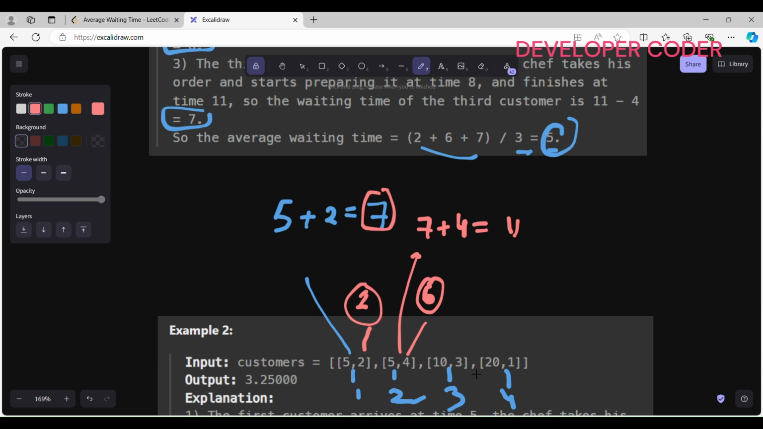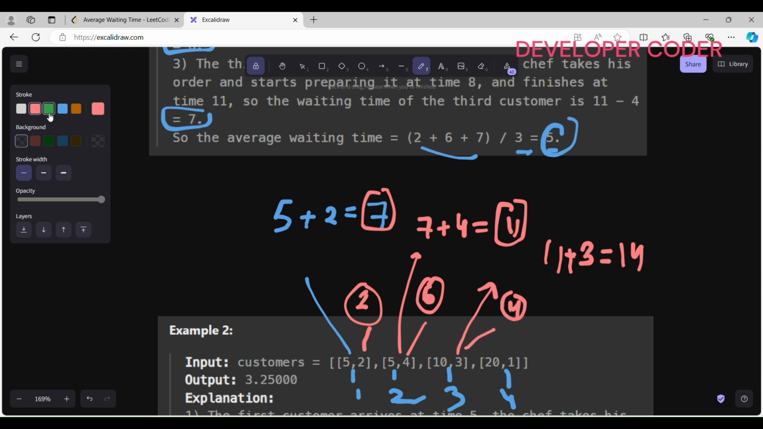Okay, then this customer arrives at time 10, but the chef finishes the previous order at 11 now. So he is going to start from 11 and take 3 more minutes to cook the food. So 11 plus 3 is nothing but 14, and 14 minus 10 is equal to 4. 4 is the waiting time for this one.